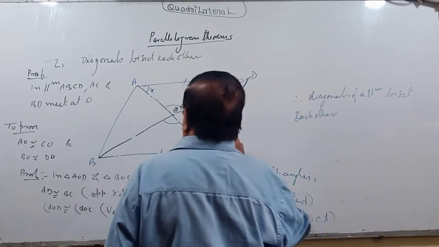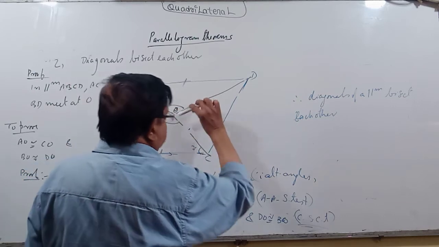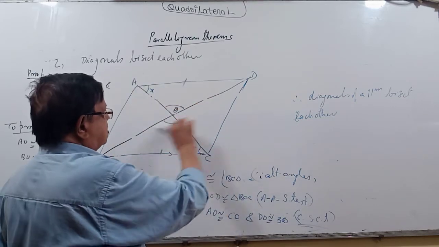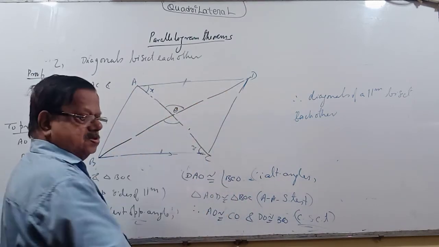Diagonals of a parallelogram: this is congruent to this and this is congruent to this. Therefore, this diagonal bisects this diagonal, and this diagonal bisects this diagonal.